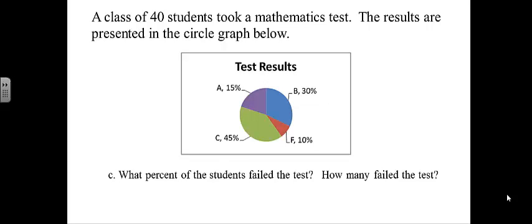Let's look at the question where a class of 40 students took a mathematics test. The results are printed below. What percent of the students failed the test? And how many failed the test? So we have two questions. Looking at the graph, we can determine what percent of the students failed the test. We use A, B, and C as passing grades, which means F is our failing grade for 10%. So 10% of the students failed the test. To determine how many failed the test, we'll take our percentage and multiply it times 40. We're essentially asking, what is 10% of 40 students?